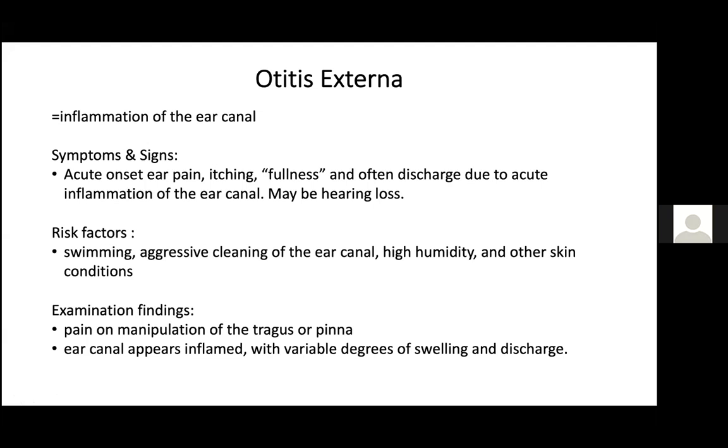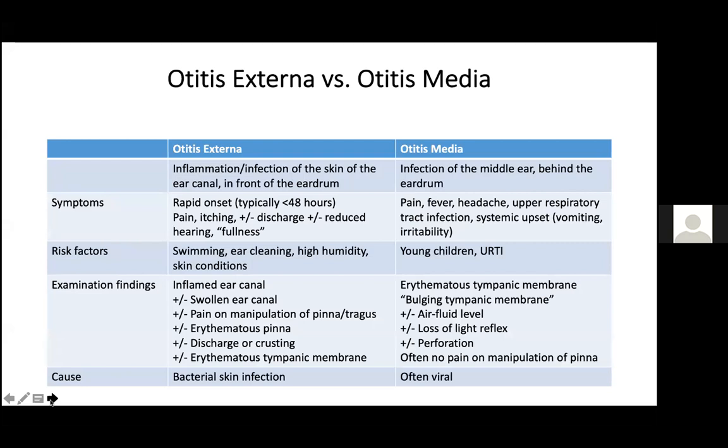And people that live in areas of high humidity and people that have other skin conditions. So if people already have dermatitis, if they already have eczema, they're at greater risk of having otitis externa, because at the end of the day, this is a skin condition. On examination, you'll find that it hurts the patient if you tug on their ear or if you push on their tragus, and the skin of the ear canal itself will appear inflamed with variable degrees of swelling and discharge. Now, it can be quite difficult to delineate between otitis externa and otitis media.